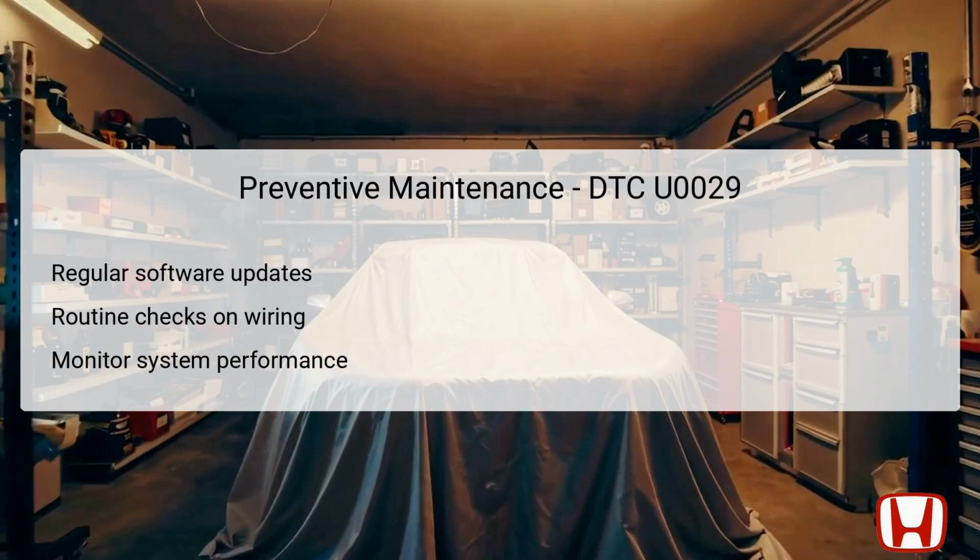While this troubleshooting guide focuses on resolving DTC U0029, implementing preventive maintenance practices can help minimize the occurrence of similar errors in the future. One of the primary preventive measures includes maintaining regular software updates for the ECM, as manufacturers frequently release enhancements that address known issues and improve overall system functionality. In addition to software maintenance, routine checks on the vehicle's wiring harnesses are essential. Any signs of wear, corrosion, or loose connections should be addressed immediately to prevent communication failures.